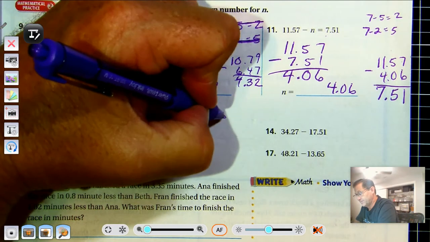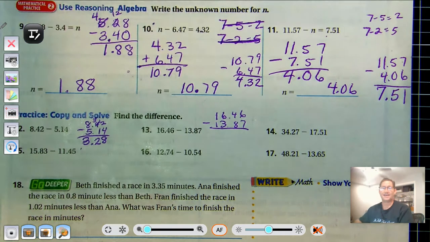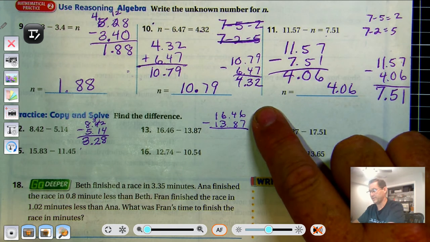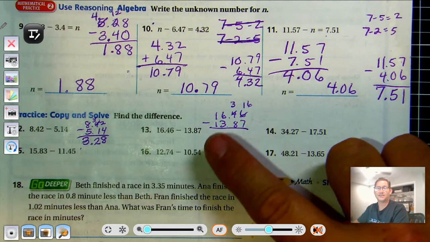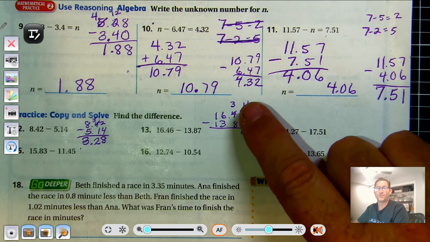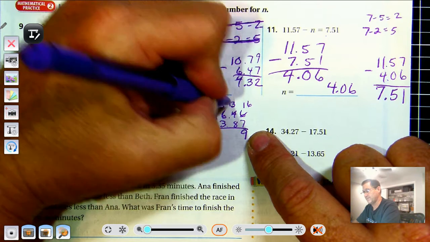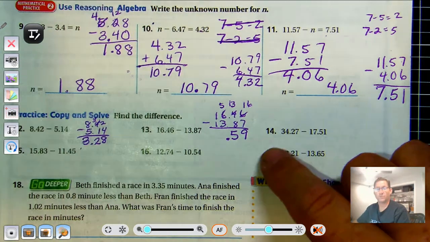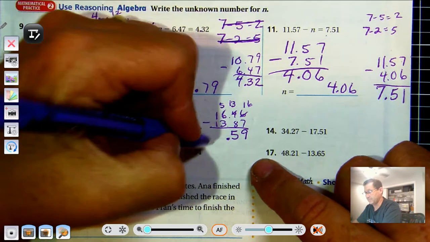16 and 46 hundredths minus 13 and 87 hundredths. Can't take 7 hundredths from 6 hundredths, so regroup from the tenths. 16 hundredths take away 7 hundredths is 9 hundredths. 3 tenths take away 8 tenths. Can't do that, so let's regroup from the ones. 13 tenths take away 8 tenths is 5. Put your decimal point and subtract the ones. Basically, we have 15 take away 13. That's just 2.